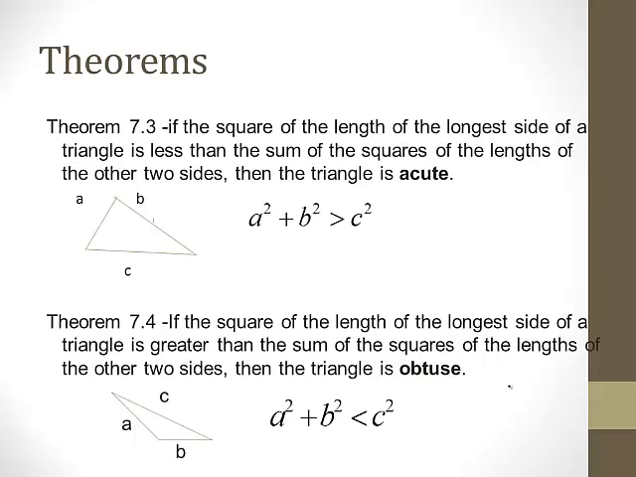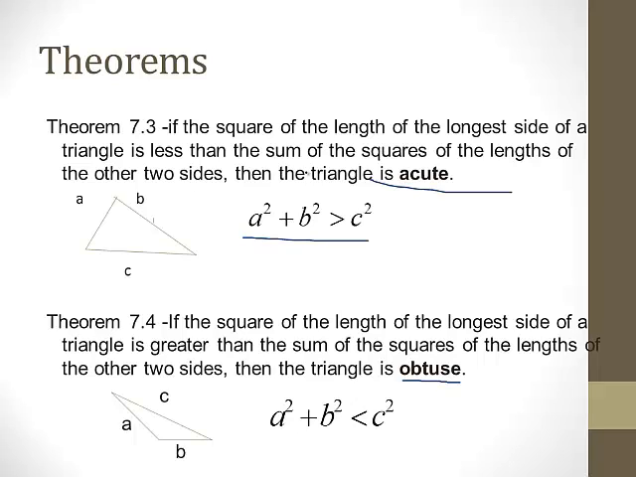Okay, so this actually leads into the last point of this part of the module, the 2 theorems. Theorem 7.3 says that if the square of the length of the longest side of a triangle is less than the sum of the squares of the lengths of the other 2 sides, then the triangle is acute. So that's key. So this would be an acute triangle. And if we had the inequality the reverse way, that would create an obtuse triangle.